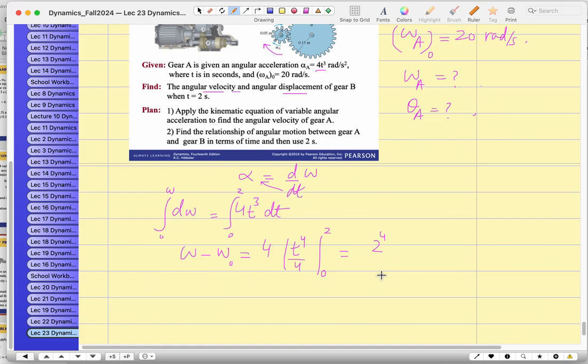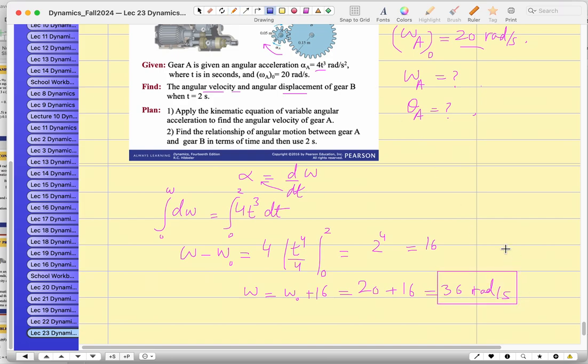So what do you guys get? Omega naught is given, which is 20, plus 16 gives you 36 radians per second after time 2 seconds. This is the first answer.